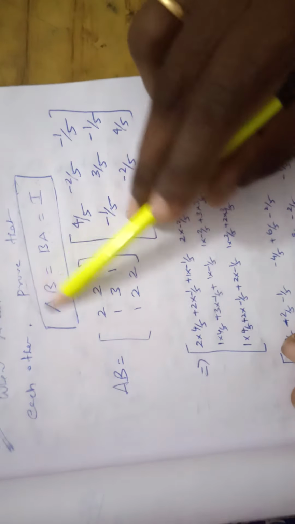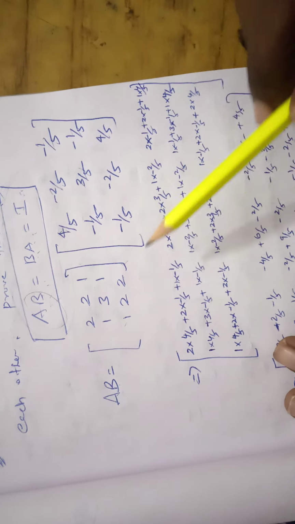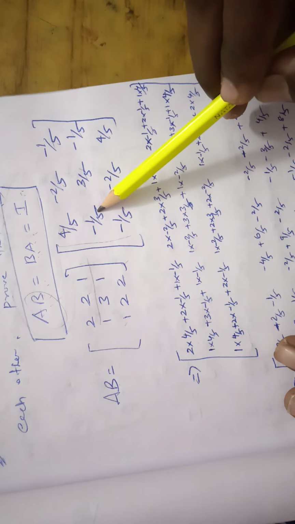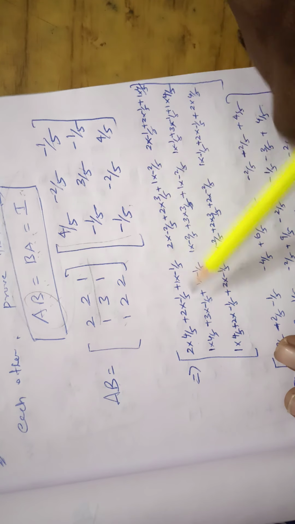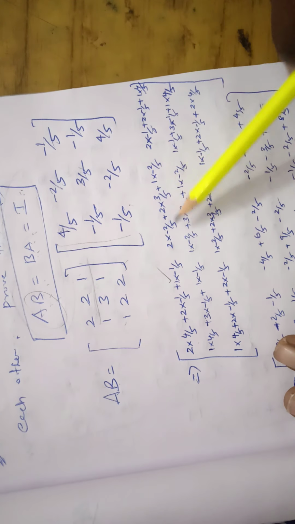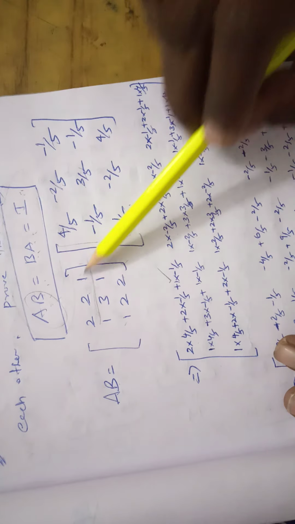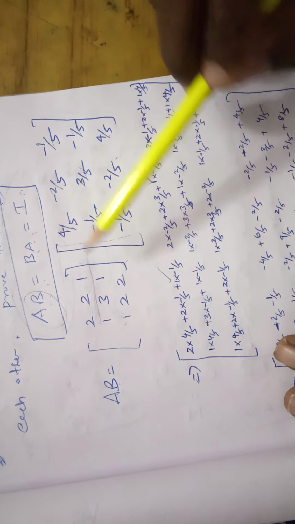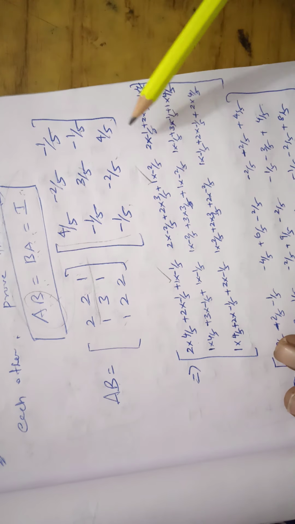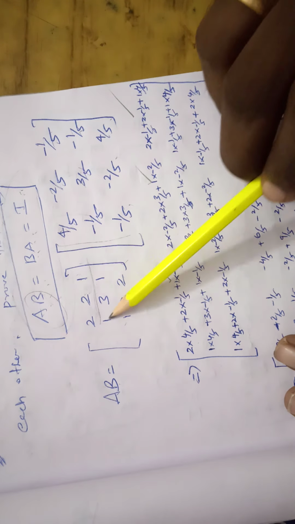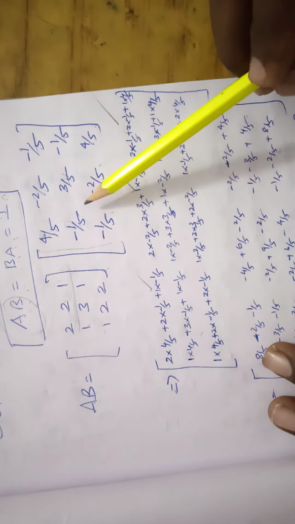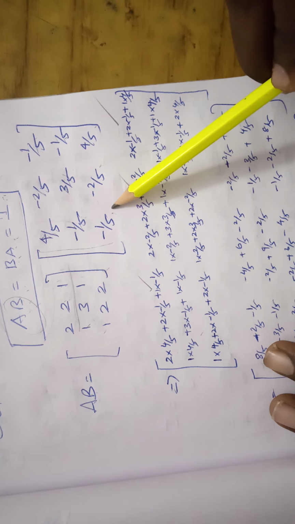So first we have to take AB, multiply A and B. First row, first column: 2 into 4 by 5 plus 2 into minus 1 by 5 and 1 into minus 1 by 5. First row multiplied by second column: 2 into minus 2 by 5 and 2 into 3 by 5, 1 into minus 2 by 5. Then 2 into minus 1 by 5, 2 into minus 1 by 5 and 1 into 4 by 5. Again second row, first column: 1 into 4 by 5, 1 into 4 by 5 and 3 into minus 1 by 5 and 1 into minus 1 by 5.